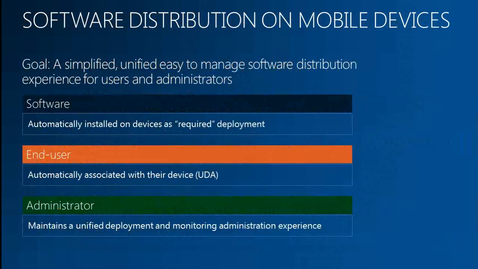Software distribution on mobile devices. We have a few mobile device technologies, Windows Mobile 5, 6.x, the Nokia that I talked about. So we've got some deployment types that support those mobile devices. You can deploy software to them, and we automatically do UDA associations with those devices. So there's some support for mobile devices, and I think the future is bright with Config Manager and new devices that come online.